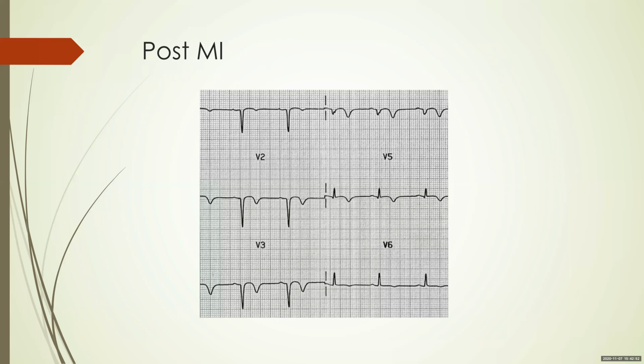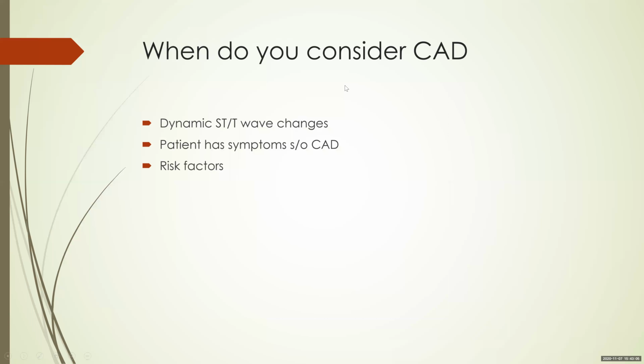Again, this is a case of post-MI patient. You can see that this patient has suffered an anterior wall MI. You can see QS complexes in V1 to V5 with T inversions in V1 to V6. So this is actually a post-MI, again a CAD cause of T inversions.